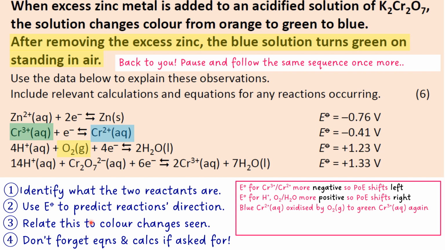So you say blue Cr2+ is oxidized by oxygen gas to green Cr3+. And then the E cell value is obviously plus 1.64, and that's your equation. So again, bearing in mind that there are 4 electrons involved in the O2 half equation, and there's 1 electron involved in the chromium half equation, you have to multiply all chromium species up by 4 to enable that to happen.